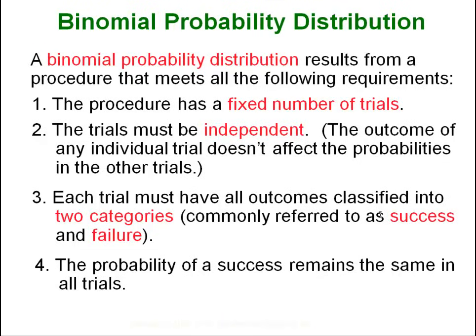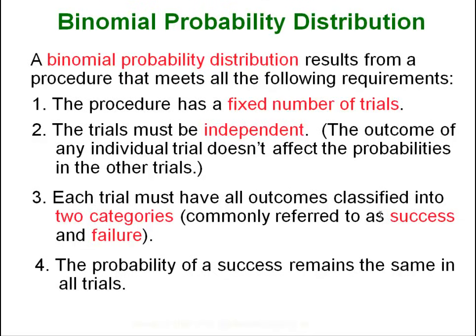The trials must be independent. So that means picking one person shouldn't have any influence on the other person as far as changing their probability. And yes, they're totally independent. Each trial must have outcomes classified into 2 categories. Well, either they know what Twitter is or they don't know what Twitter is. So either it's a success or a failure. So that's true.